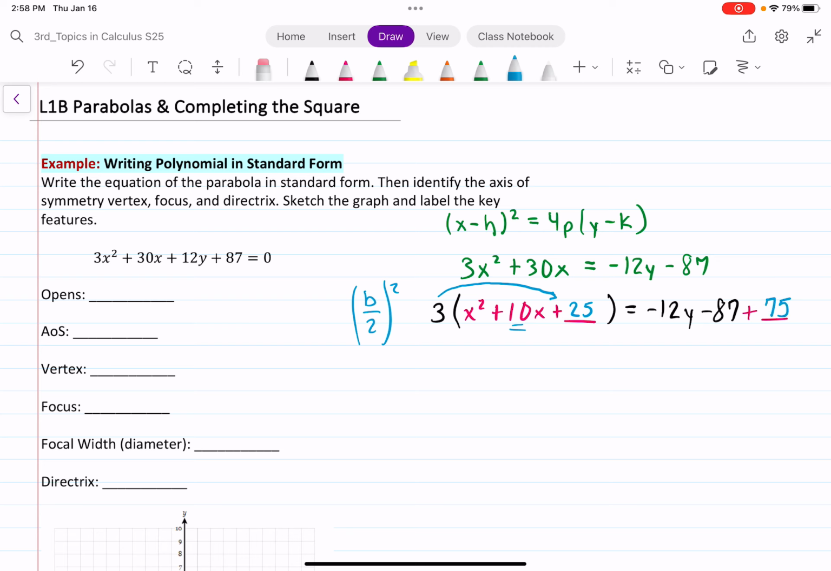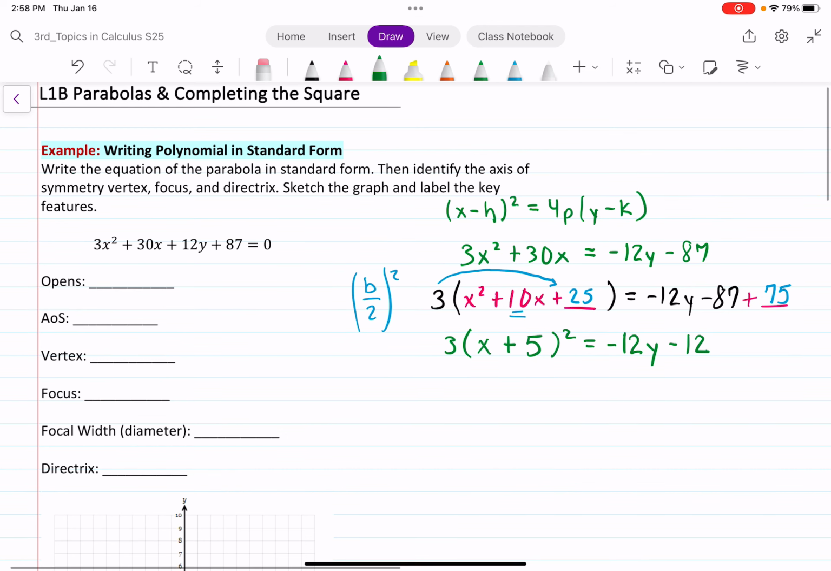Okay? And so then I can clean things up. I have that 3 still on the outside. And now 2 factors that multiply to 25 but add to 10 are x plus 5 and x plus 5, which is why it becomes a perfect square of (x plus 5) squared equals negative 12y. If we add negative 87 plus 75, you get negative 12.